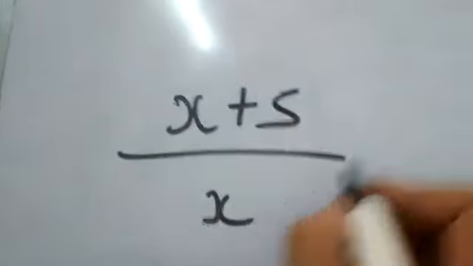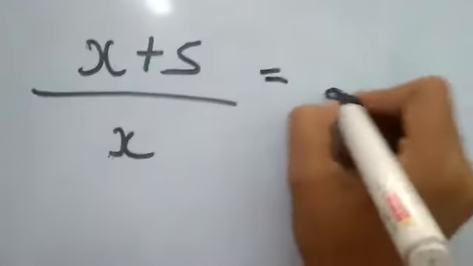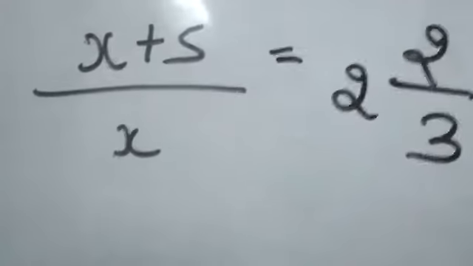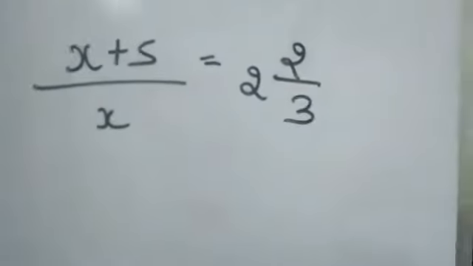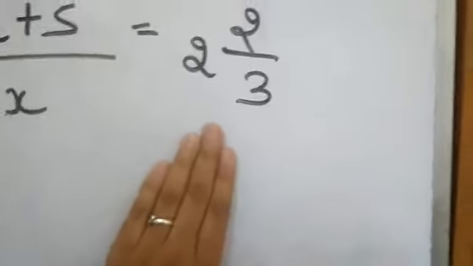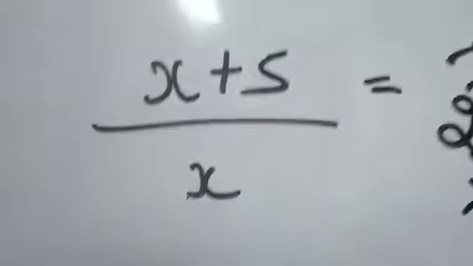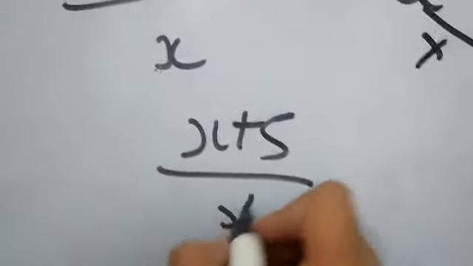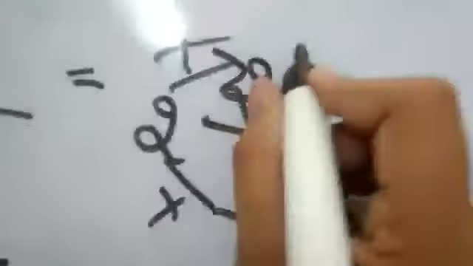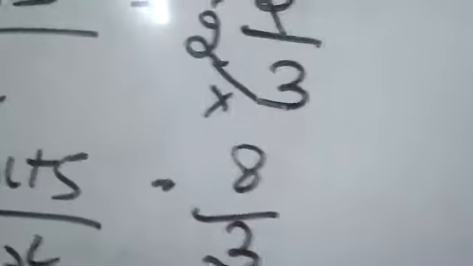Okay, now I will give you an example of a fractional equation, how to solve a fractional equation. So for example, x plus 5 upon x equals to 2 by 3. Okay, now it is in mixed form, we have to convert it into improper. How to convert? Multiply by this and add this. So as it is, 3 into 2 is 6, 6 plus 2 is 8, 8 upon 3.